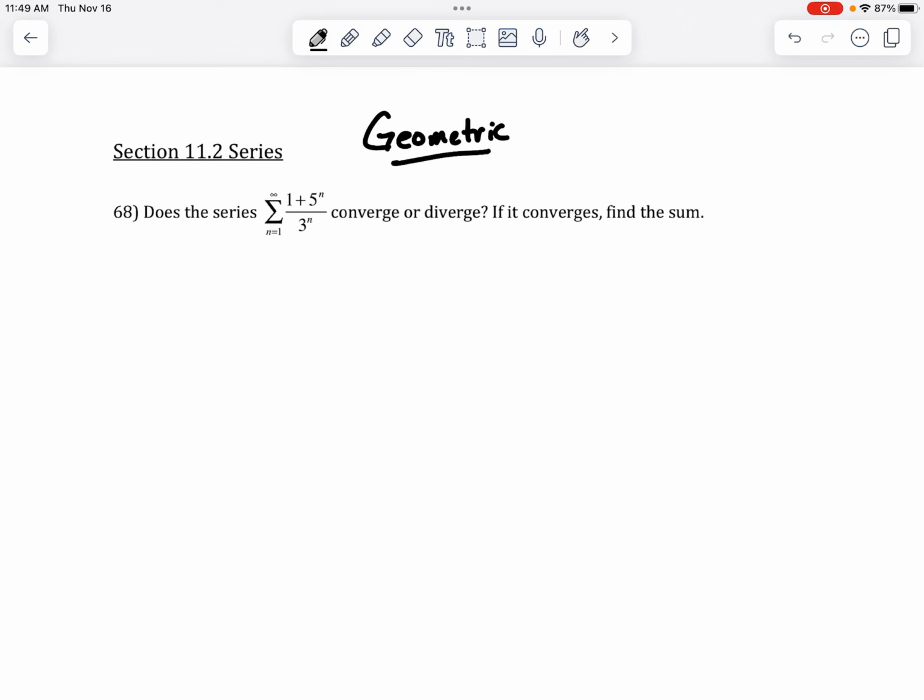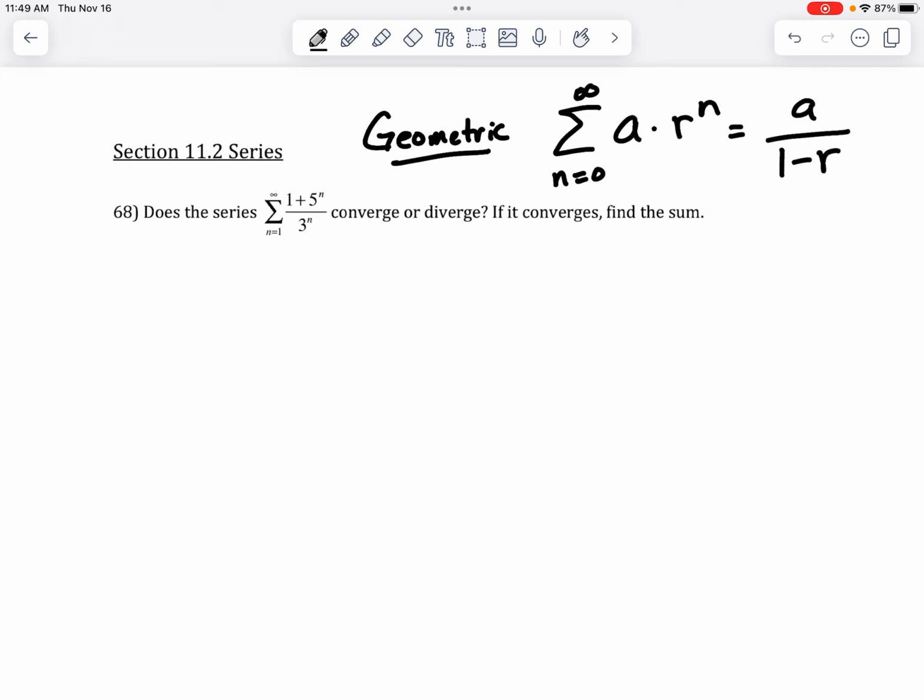And for a geometric series, it's of the form, you have a number in front, and then you've got an r raised to an n, and then that goes from 0 to infinity. And then if the absolute value of r is less than 1, then this equals just a over 1 minus r.